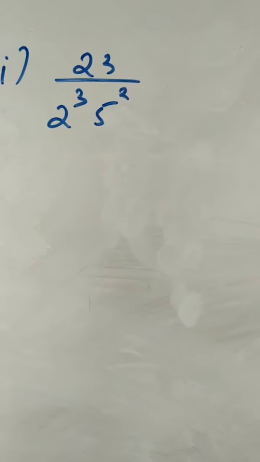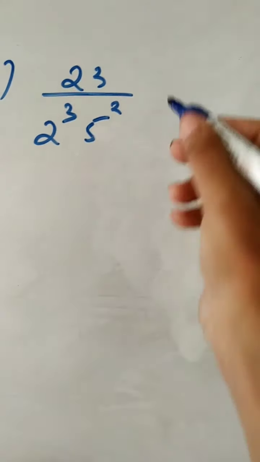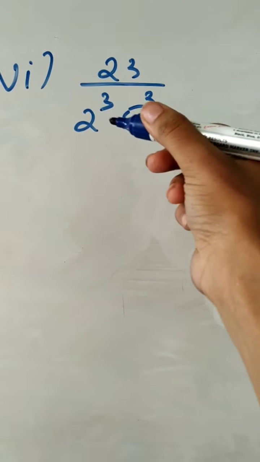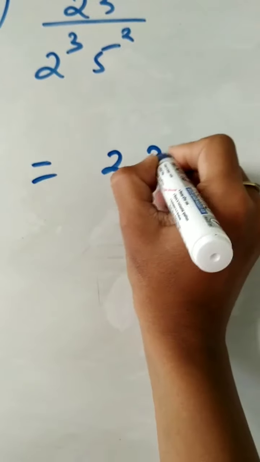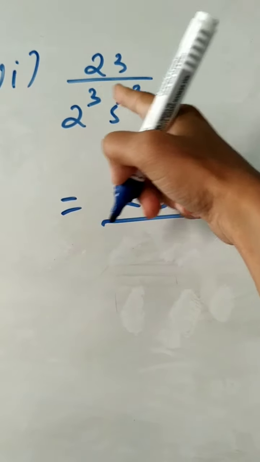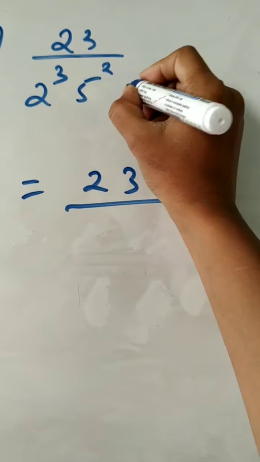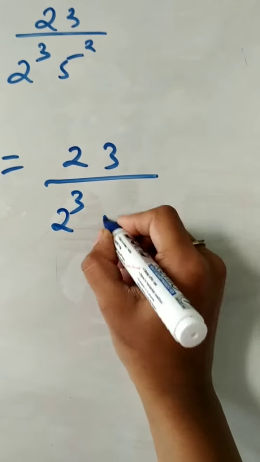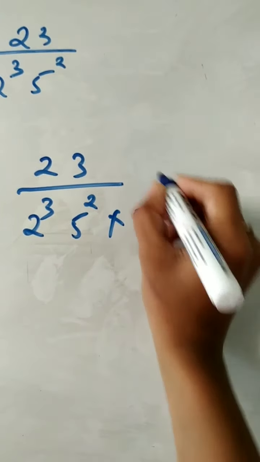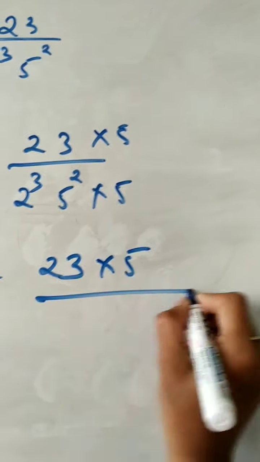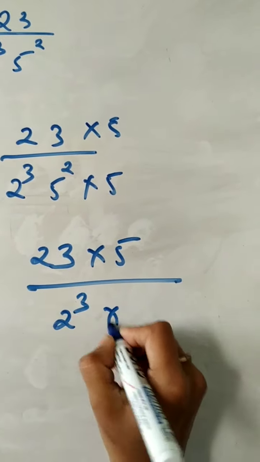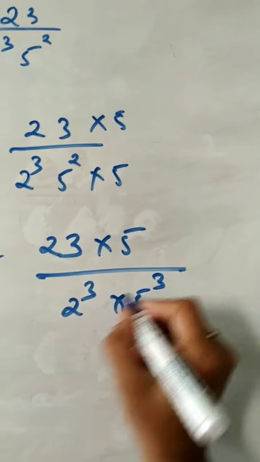Here we will do the next question. So as you can see, it is already in the form 2 raised to n, 5 raised to m. But here, as we can see, something is not there. So it has power 3 and it has power 2, meaning we want one more 5. So we will multiply that 5 in the denominator and also in the numerator. So it will become 23 into 5, and it will become 2 cubed and also 5 cubed.